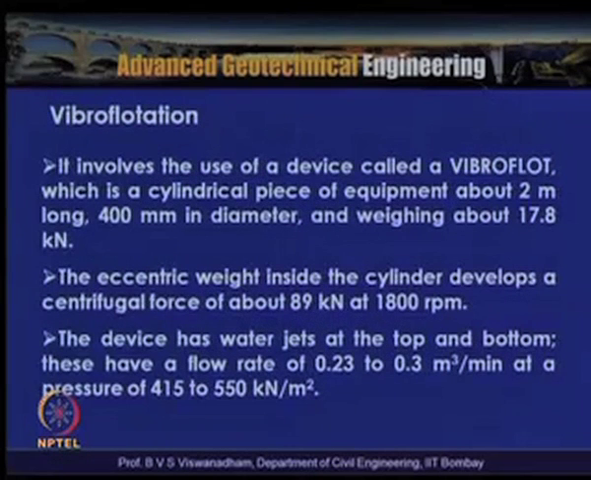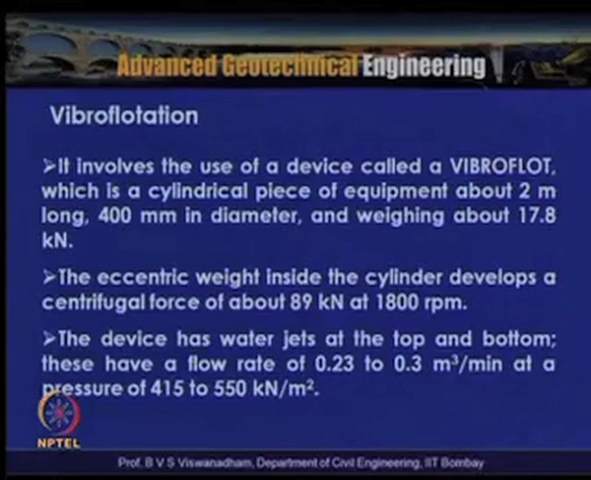The vibro flotation method involves using a device called the Vibroflot, which is a cylindrical piece of equipment about 2 meters long, 400 mm in diameter, and weighing about 17.8 kilonewtons. It exerts vibrations in the vertical as well as the lateral directions. This makes the soil particles arrange into a denser configuration. The eccentric weight inside the cylinder develops a centrifugal force of about 89 kilonewtons at 1800 rpm.